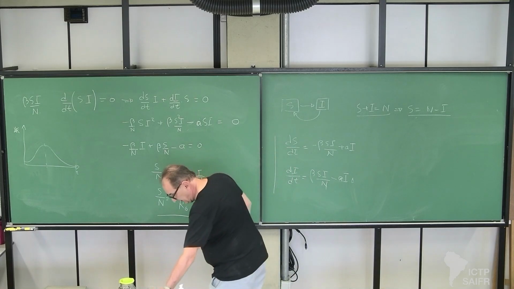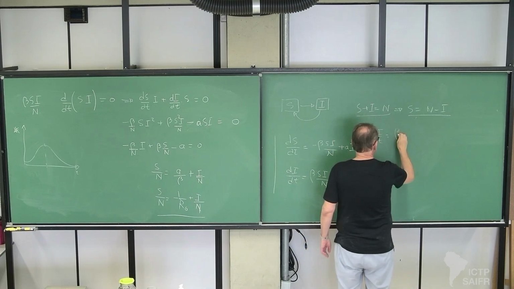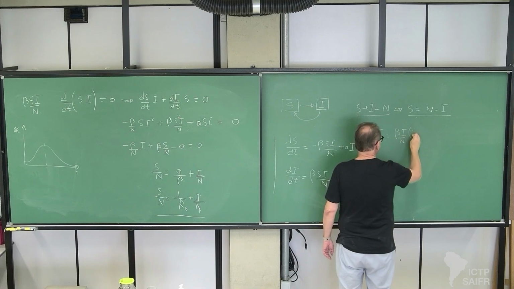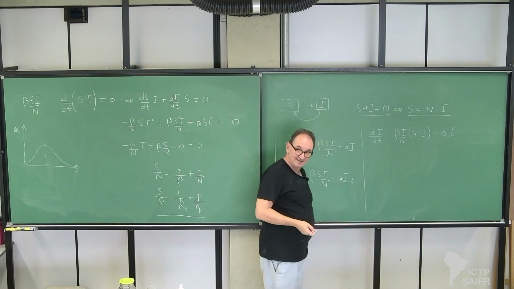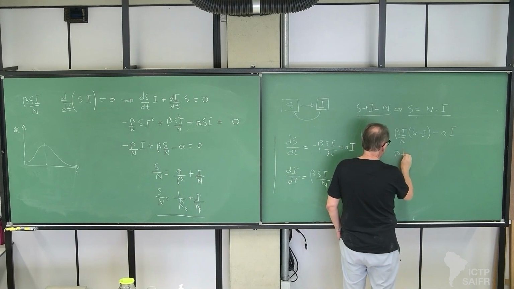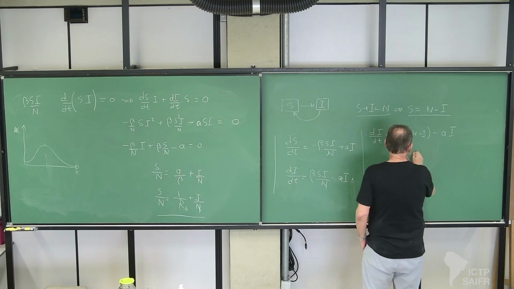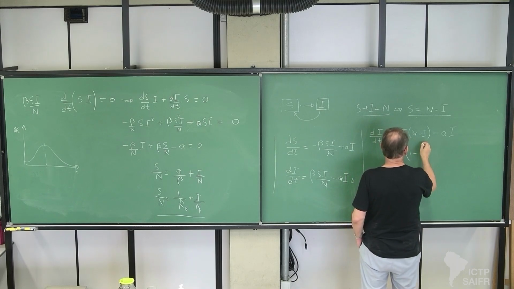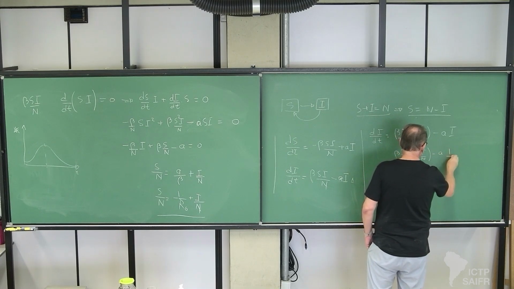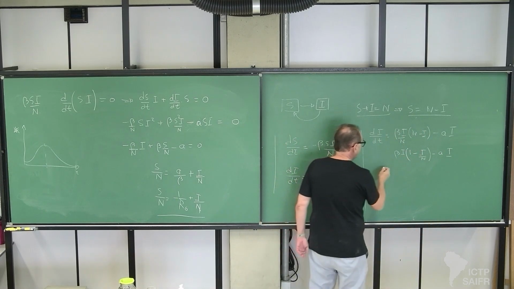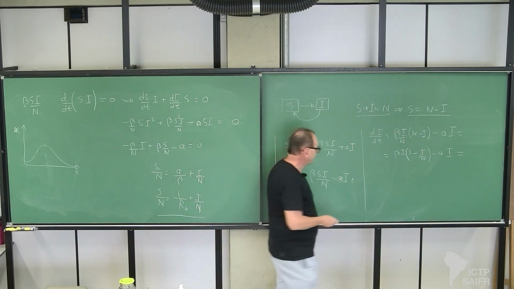So what will this give you? Substituting this, we will have dI/dt equal to beta times I divided by N times (N minus I), minus a I. Nice. This is beta I times (1 minus I over N), minus a I, which I can rearrange in the following way.